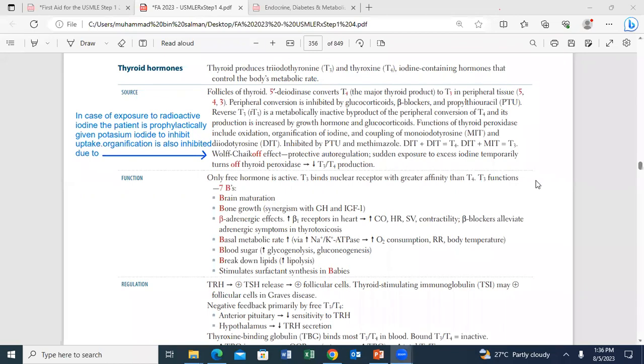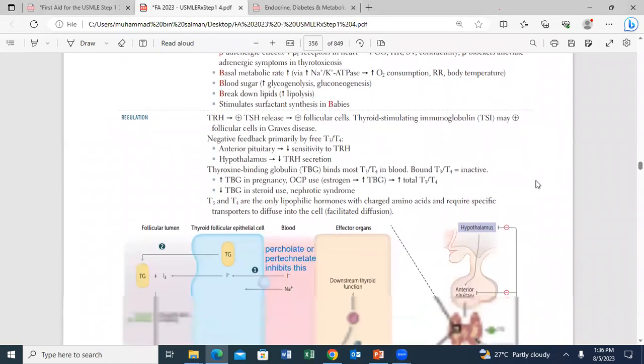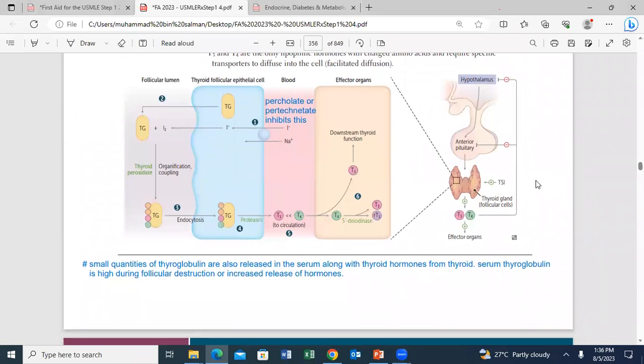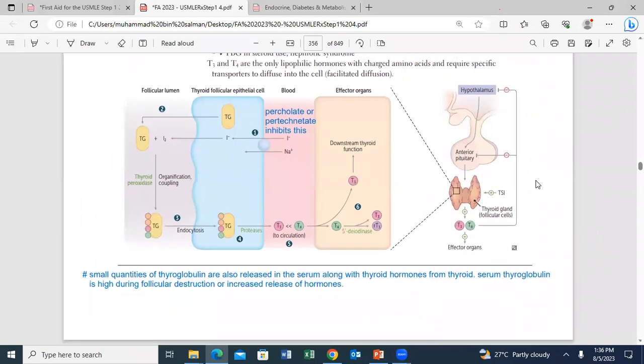Now, the production of thyroid hormone is very important and very interesting. So let's have a look at this diagram and understand how thyroid hormones are produced. There are several steps. First step is the absorption of iodine. You can see the absorption of iodine with the help of a transporter, which is basically a co-transporter. It transports iodine along with sodium.